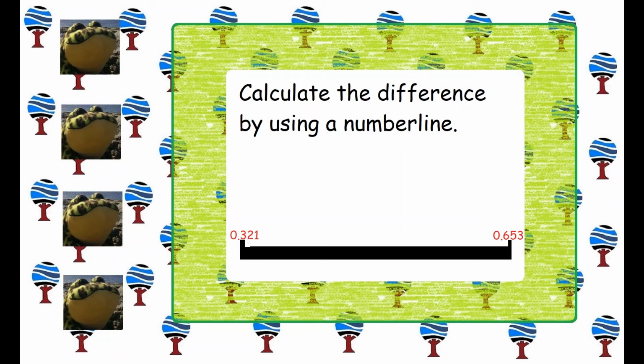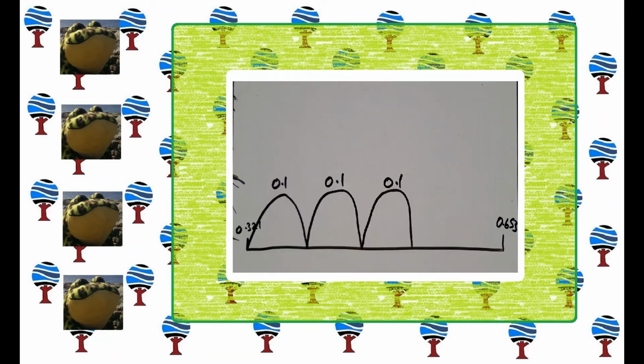So what we need to do with this question is we need to calculate the difference by using a number line. And we have got the two numbers. We've got 0.321 and 0.653, and we need to find the difference or calculate the difference. We can do this by counting up using our number line. So let's have a look at the number line that I have drawn.